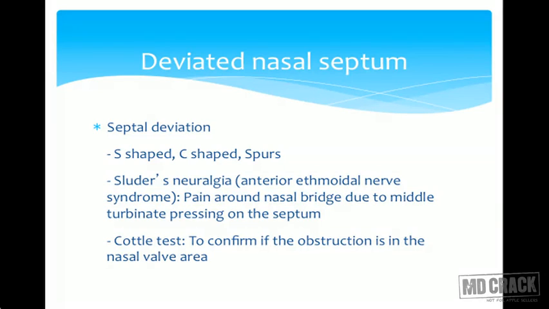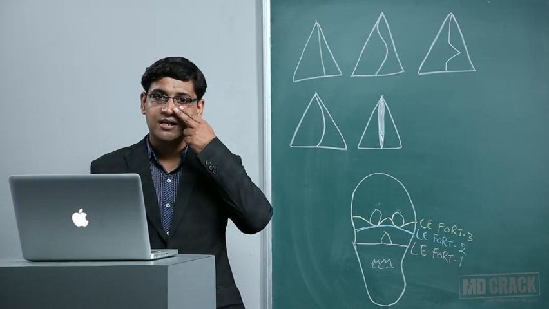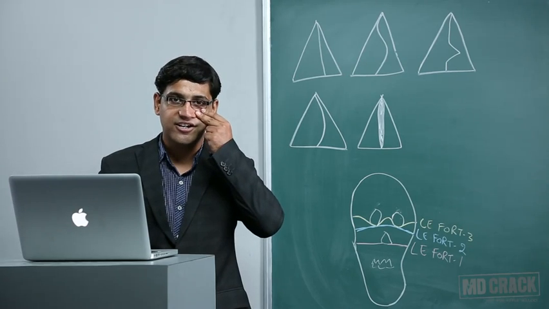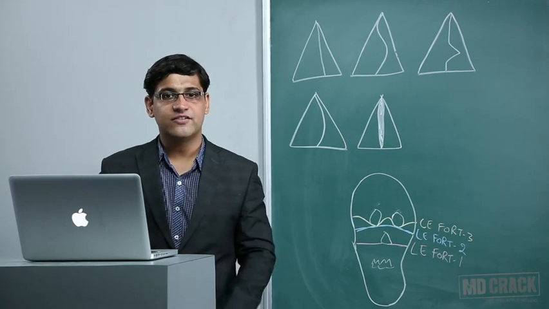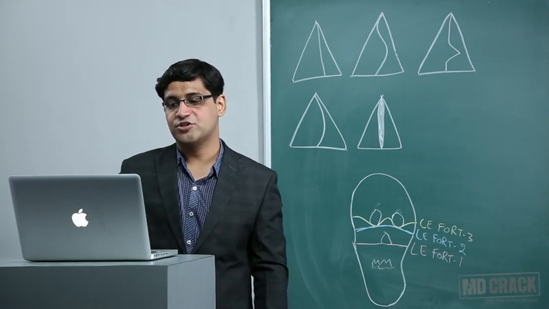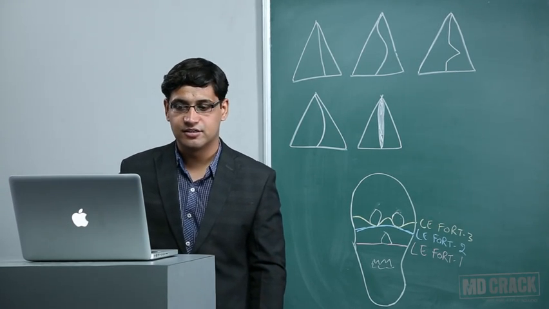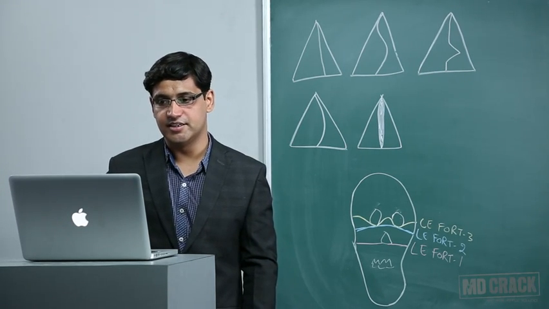It is used to confirm if the obstruction is in the nasal valve area. The patient is asked to pull his or her cheek laterally, and if the airway improves, it confirms that the obstruction is in the nasal valve area. So this is done in deviated nasal septum.